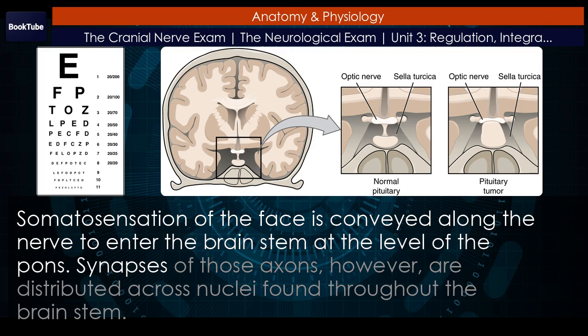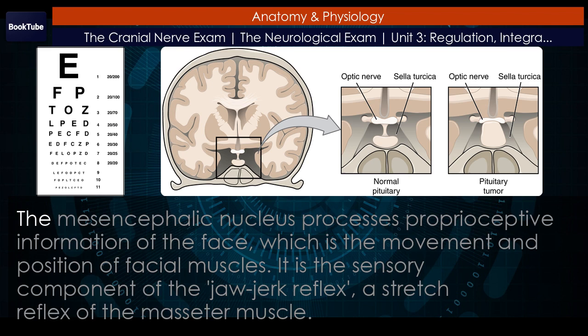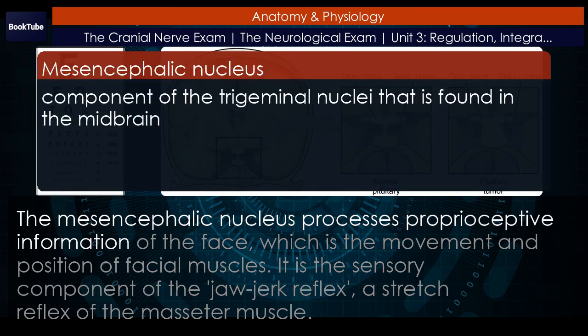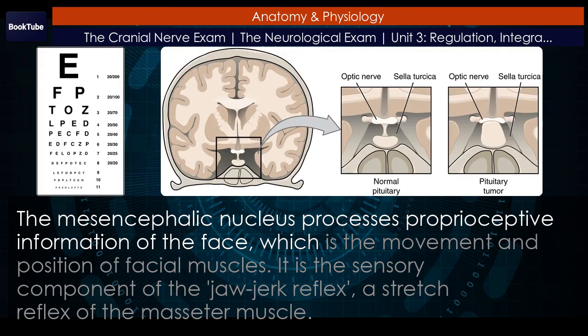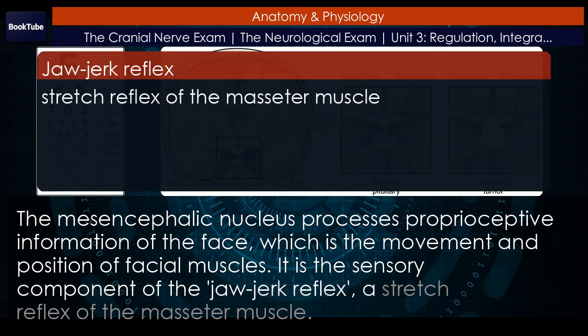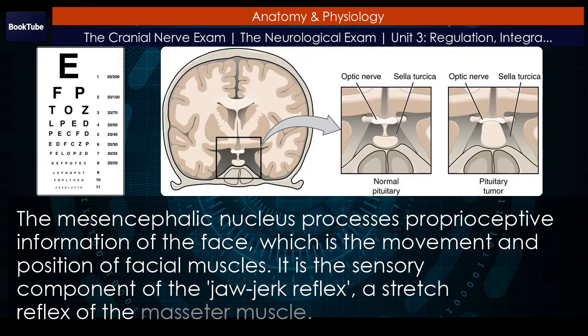Synapses of those axons, however, are distributed across nuclei found throughout the brainstem. The mesencephalic nucleus processes proprioceptive information of the face, which is the movement and position of facial muscles. It is the sensory component of the jaw jerk reflex, a stretch reflex of the masseter muscle.